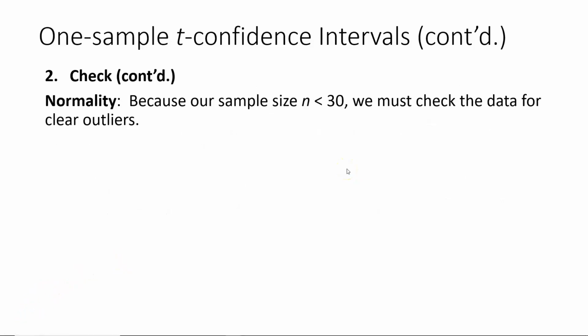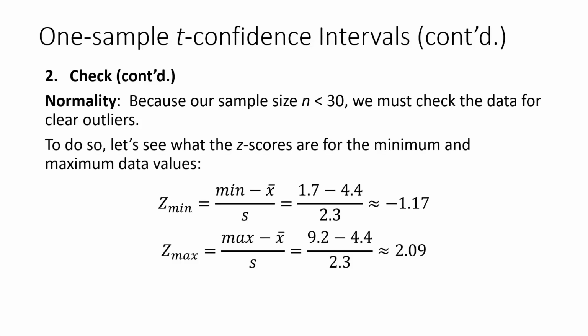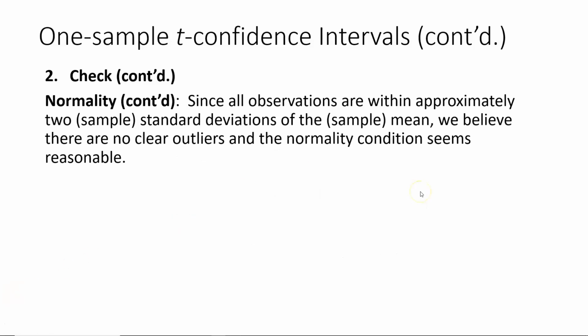Next, we move on to checking our normality condition. Because the sample size is less than 30, we must check the data for clear outliers, and I will do so using z-scores. So below, you can see that I've performed those calculations. The minimum z-score that I calculated is -1.17, and the maximum z-score is 2.00. So, since all observations are within approximately 2 sample standard deviations of the sample mean as shown by the z-scores we just calculated, we believe there are no clear outliers and the normality condition seems reasonable.